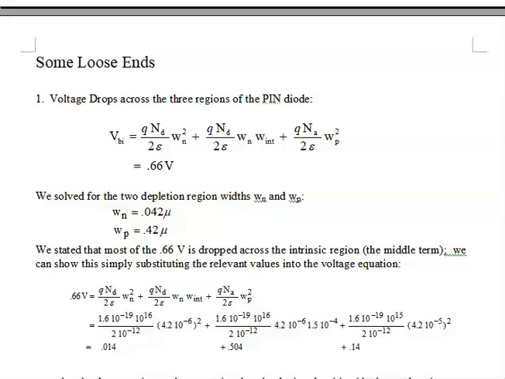Okay, we'll start with some loose ends. Last time we were talking about the PIN diode, the P intrinsic N diode, and we said that there were three regions, the P, the I, and the N, and each of them had different dopings. The P was doped, obviously, P, the intrinsic was very lightly doped, close to intrinsic, and the N, of course, was doped N-type. So here we see those three regions written out explicitly.